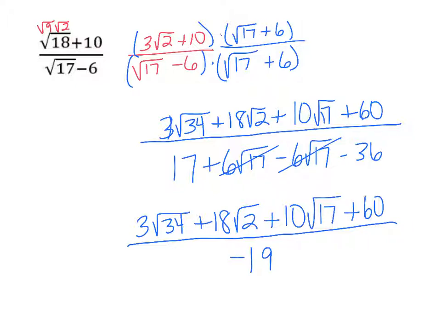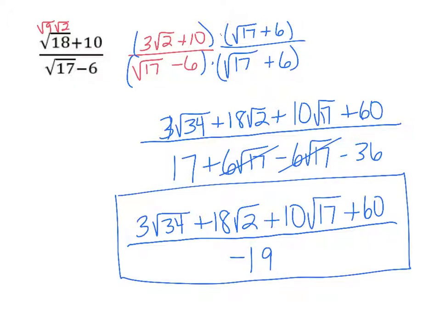All right, that is not going to reduce. The only way it would reduce is if all these coefficients could reduce with a 19, and none of them do, so it doesn't even matter. I'm done. That's what I actually have to enter into Hawks. All right. Hope this helped you.